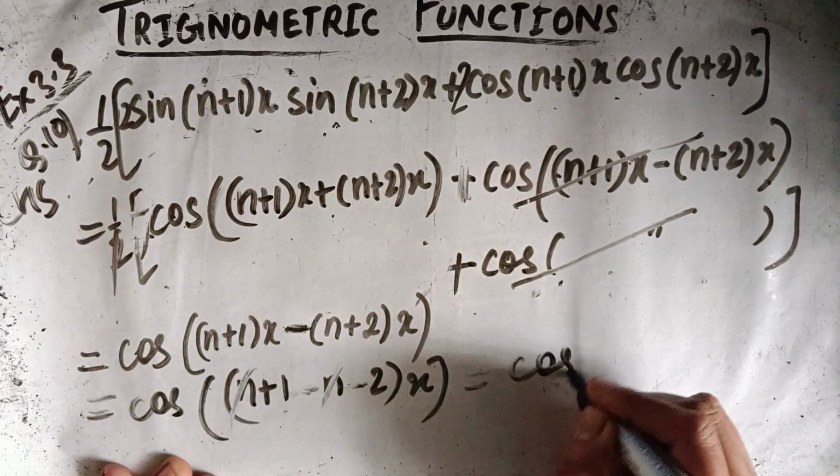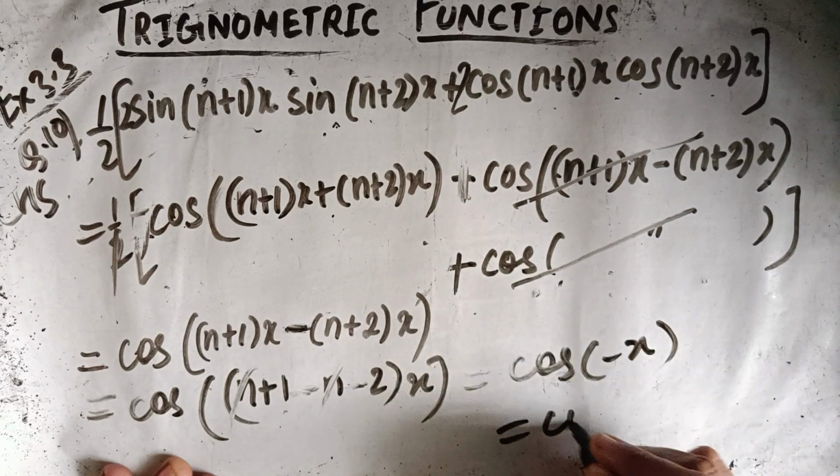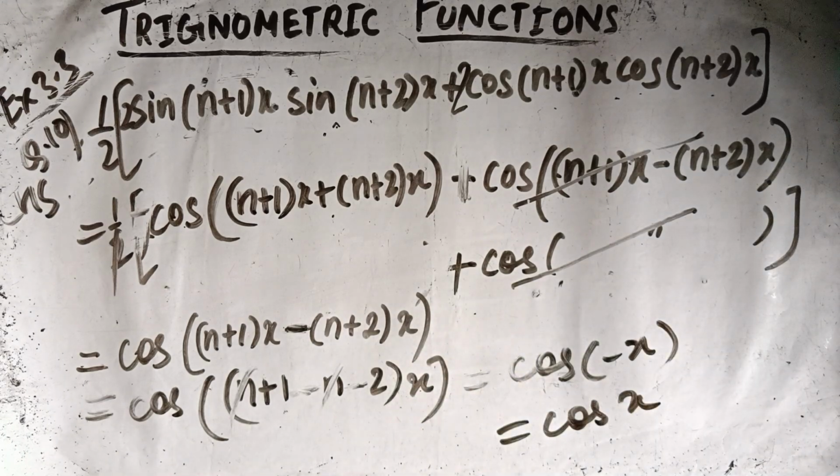So this is cos of minus x. Cos of minus x is cos of x. Okay. Which is our right hand side.